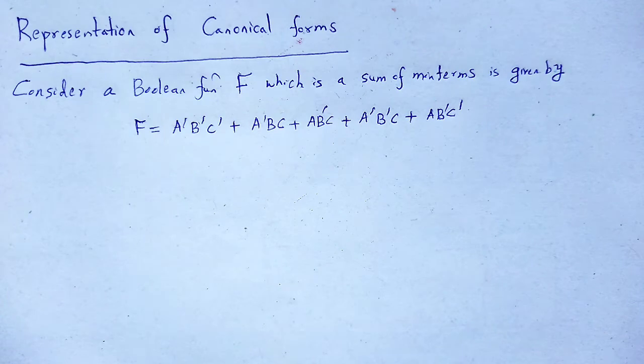So, how do we represent it by using min terms notation? First of all, it has three variables.